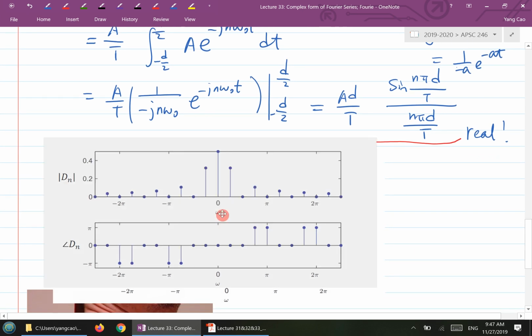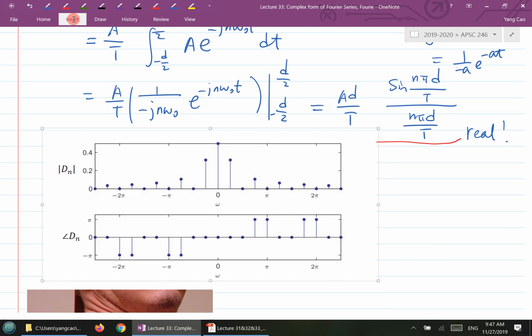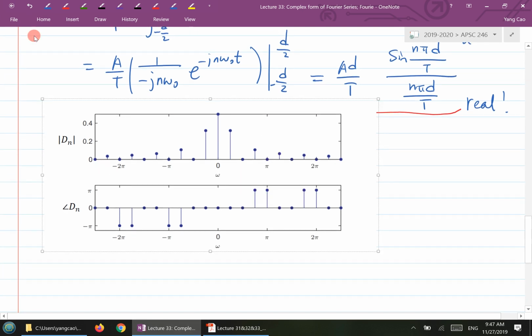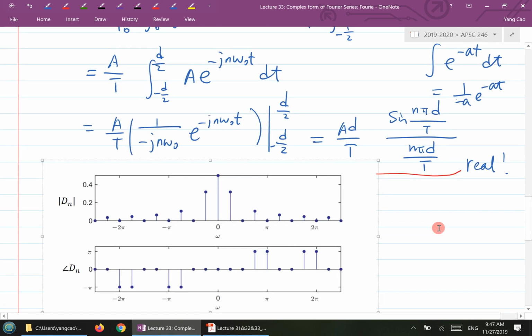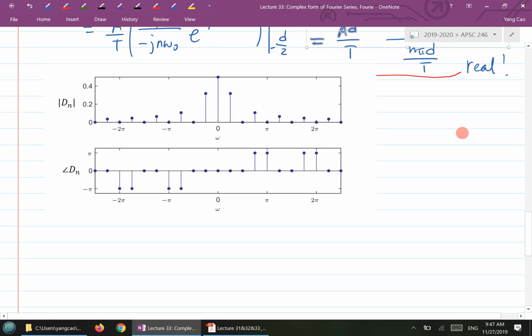So you can plot this dn. Plot both its magnitude and the phase angle associated with the dn. So here's dn here. This is a dn. If we can do this.